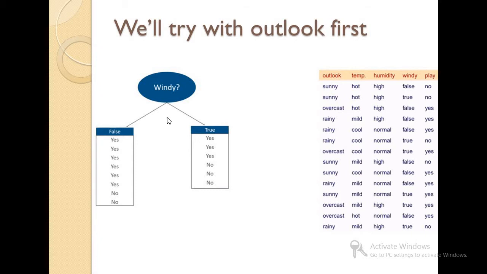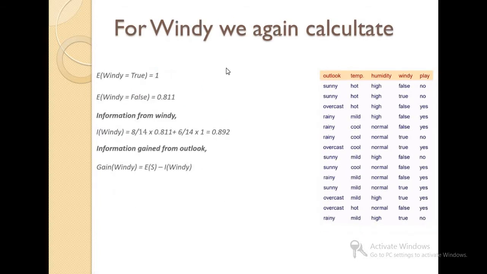Then we check again in windy what type of thing we need to choose. Like in windy, false and play no, and false we calculate false yes, false yes no, and true yes no. And for windy we again calculate the entropy. For windy we also have to calculate the information, and information is a simple weighted average of the entropy, and this is the information gain.